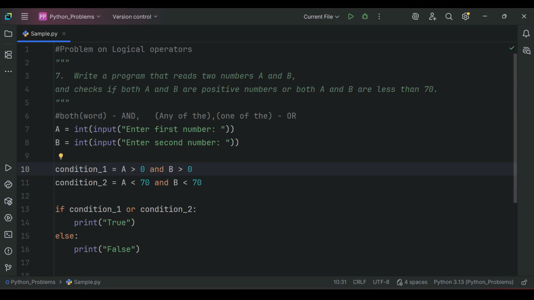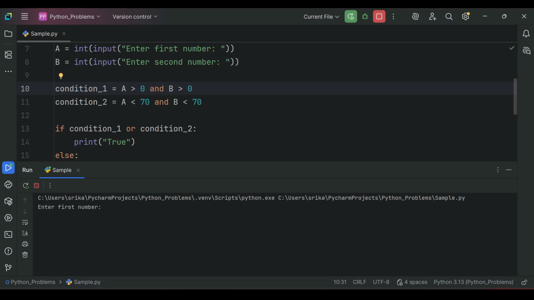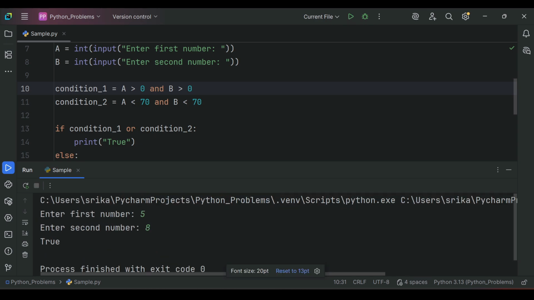Now see here, I am giving the first number. One number is equal to 5 and another number is equal to 8. I am giving these. See this? The output should print true.